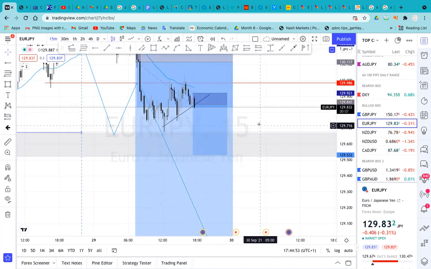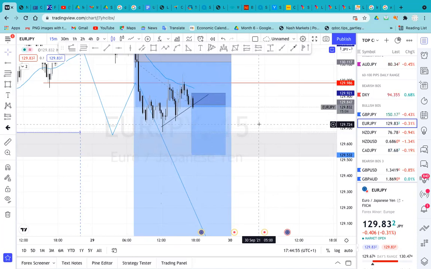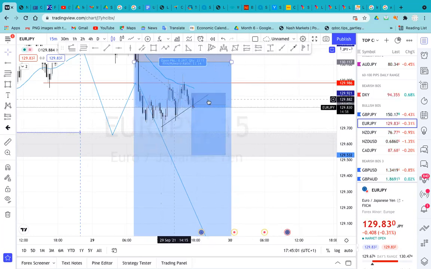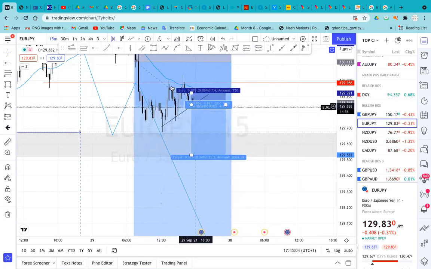This is Euro JPY 15-minute time frame. It's up. Next candle formation. This is a very sweet candle. I so much love it.